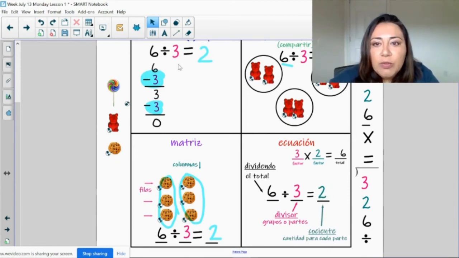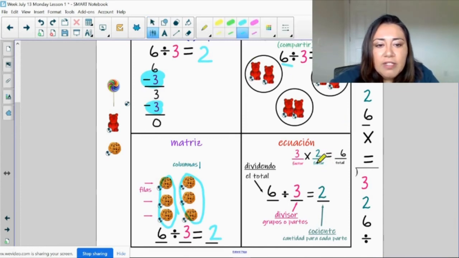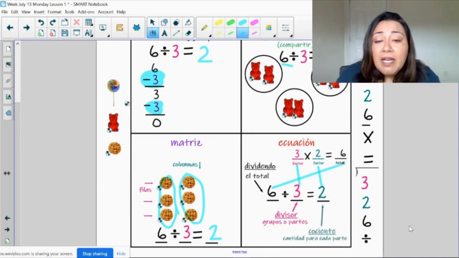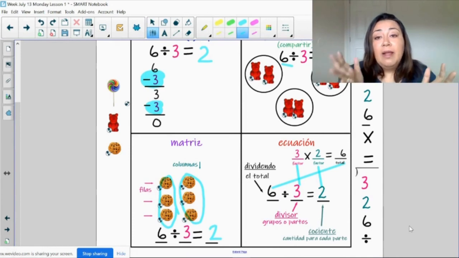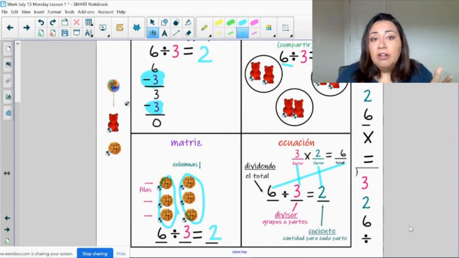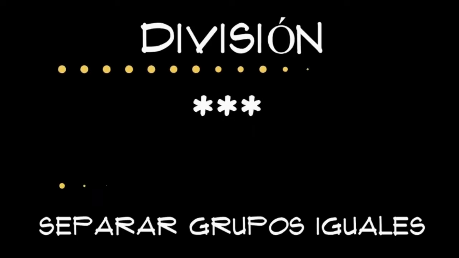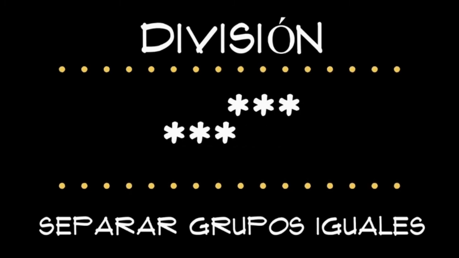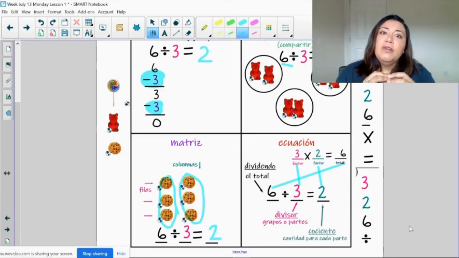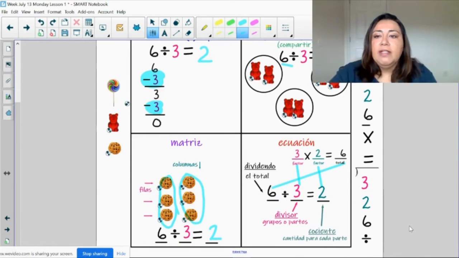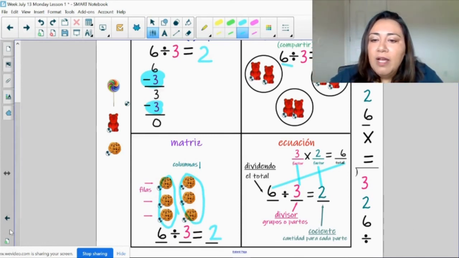¿Pueden ver la similitud entre la multiplicación y la división? Aquí está este factor, aquí está este factor, y aquí el total y el total son la misma cantidad, simplemente en diferente posición de la ecuación. Así que, por eso se llaman la multiplicación y la división. División, separar en grupos iguales. Operaciones inversas, opuestas. Vamos a continuar.